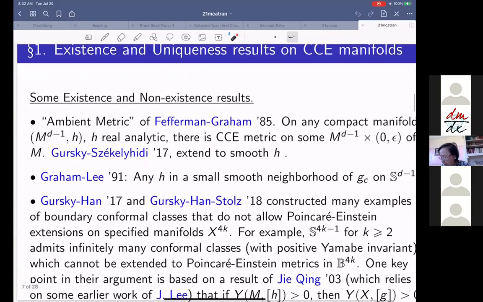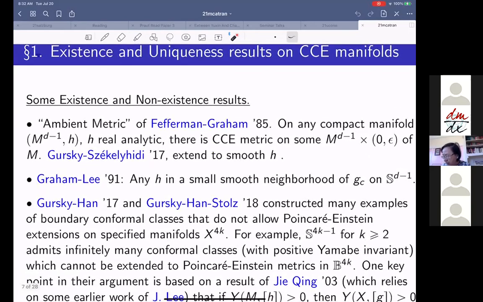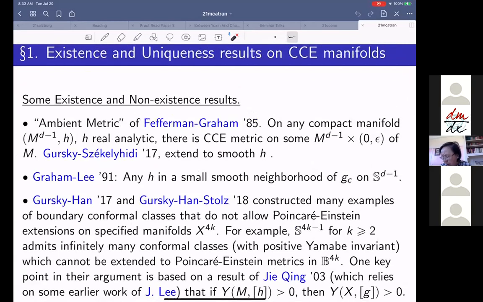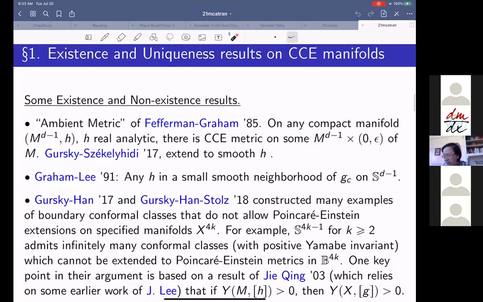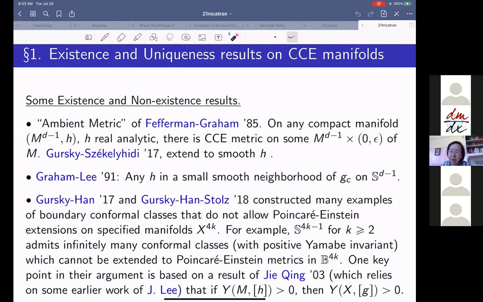Now I want to give a brief survey of what's known on CCE manifolds, talking about some existence and non-existence results. The question is, given a boundary metric, can we conformally fill it in? We do not know if it's true, but there is the important work of Fefferman and Graham in '85, where they construct the ambient metric. They say that we know at least in a small neighborhood of M, it extends to a CCE manifold on a small asymptotic neighborhood of M, and they did it when h is a real analytic metric.